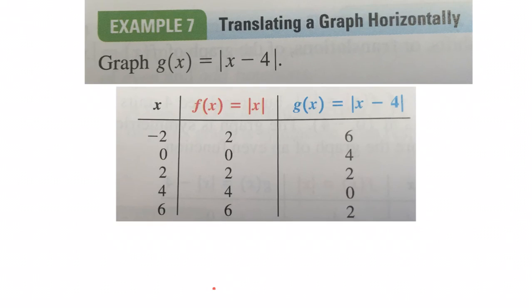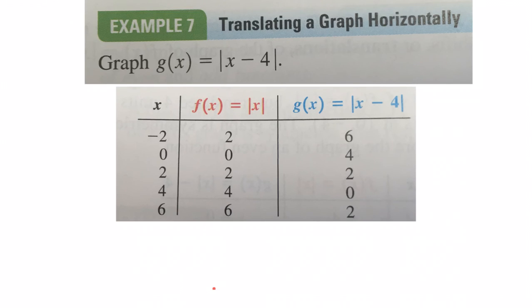So here's our table of values. If you plug in negative 2, for the parent function you just get positive 2, but for the horizontal translation you get positive 6. Likewise, if you plug in 0 into our parent function, you'd get 0, but for our horizontal translation you'd get positive 4. Since the x values, at least for those two, are increasing by 4, it looks like we may be shifting in the positive x direction, which would be to the right.